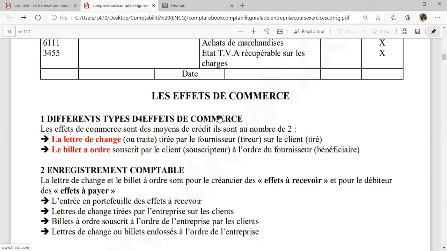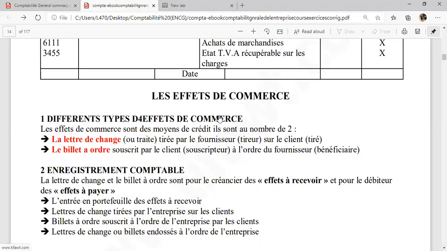He can just simply go to the bank, ask the bank to transfer the funds or give them to him. It's like a post-dated check, but as a means of payment. So under this effet de commerce, we have two main types. We have les lettres d'échange or les billets à ordre.